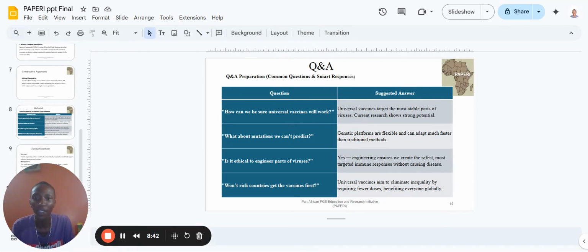Another question we might encounter is, is it ethical to engineer parts of viruses? And well, yes, engineering ensures we create the safest, most targeted immune responses without causing any disease whatsoever. Another question is, won't rich countries get vaccines first? Universal vaccines aim to eliminate inequality by requiring fewer doses, therefore benefiting everyone globally.